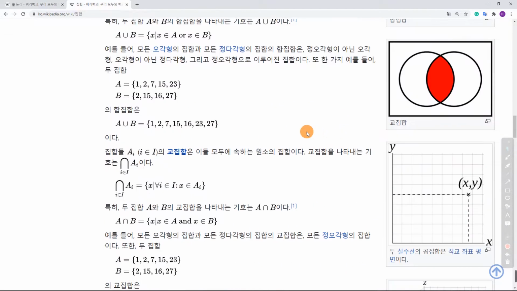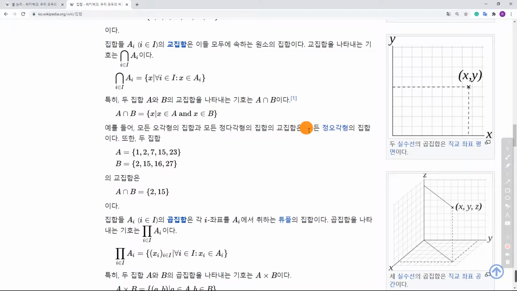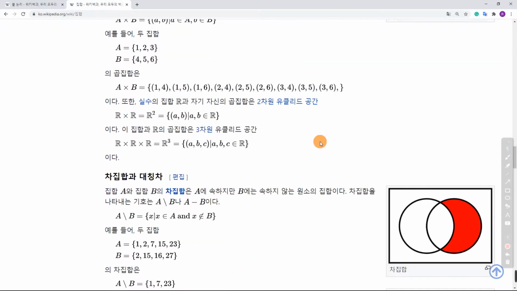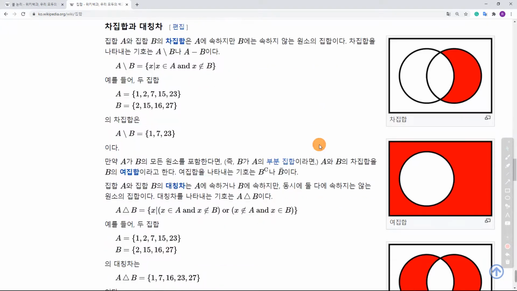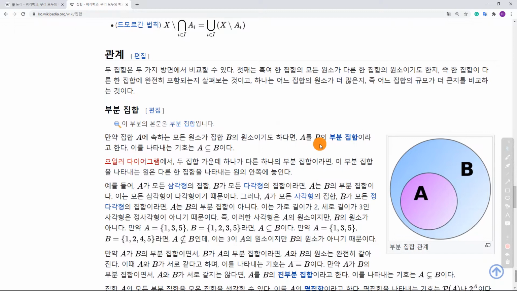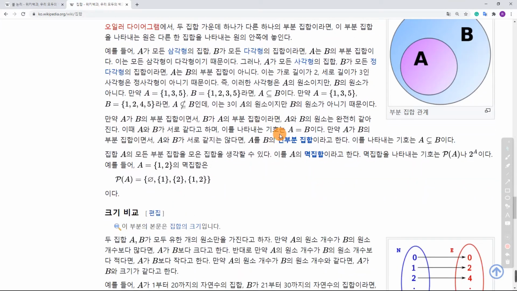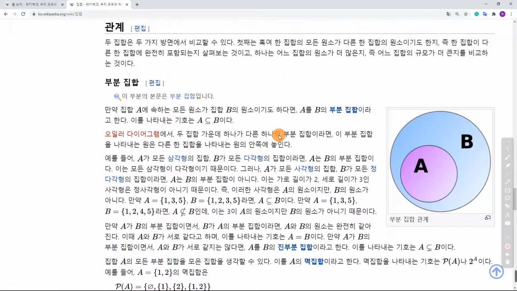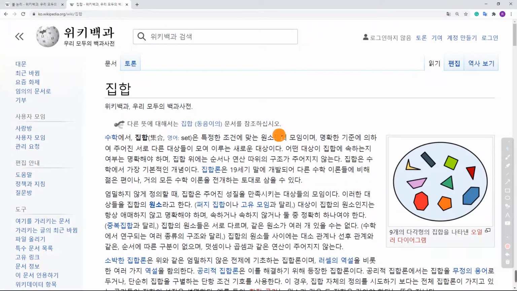So sets are an important concept, a very fundamental concept in the field of mathematics and of course logic. So if you are interested in sets or subsets, for example here, shown here, then I suggest you read this Wikipedia page. This is a very important concept.